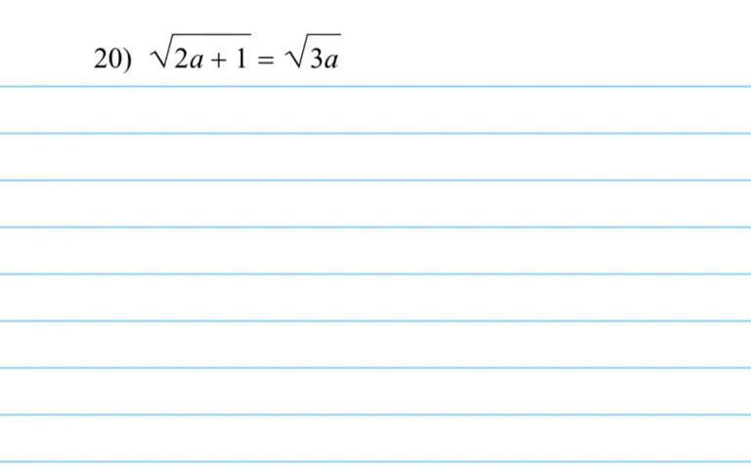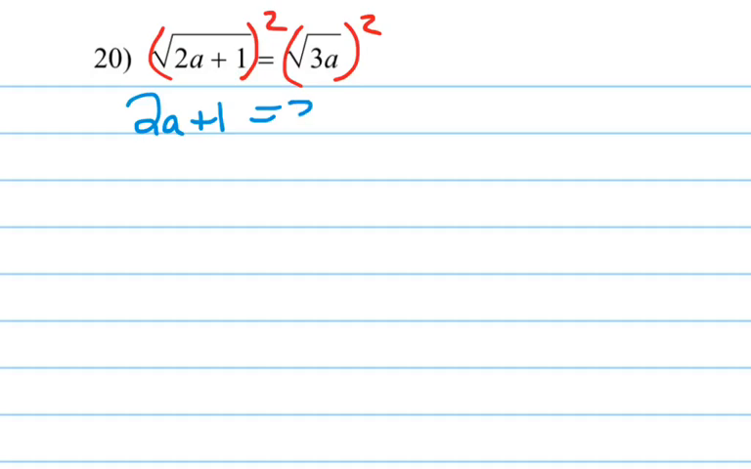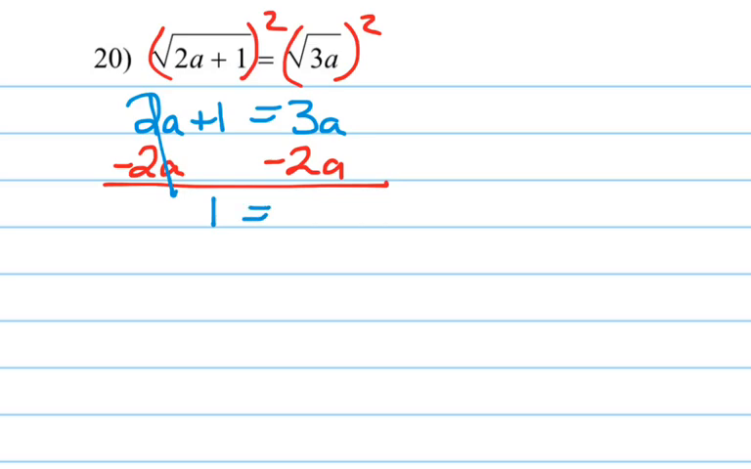Number 20. There's a radical on each side, so start off by squaring both sides. So 2a plus 1 is equal to 3a. Now I need to get my variables on the same side. I'm going to move it to where the variable is positive. If at all possible, I always go to where my variable is positive. Cancels out on the left, leaving me a 1. And on the right, 3 minus 2 is 1a. So 1 is equal to a.